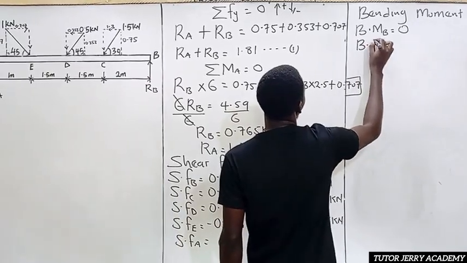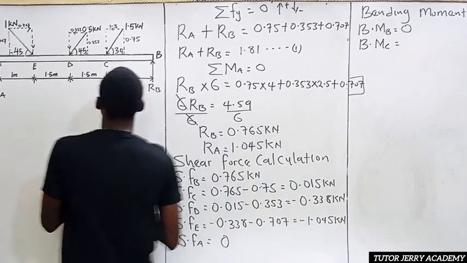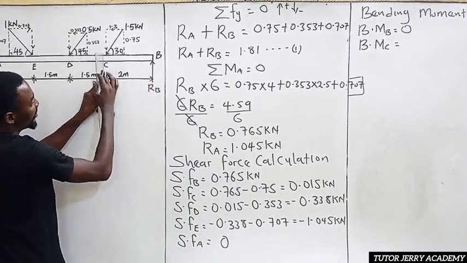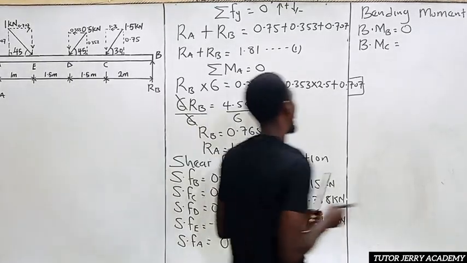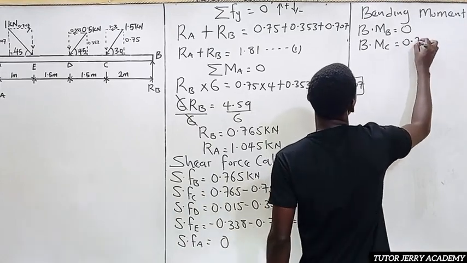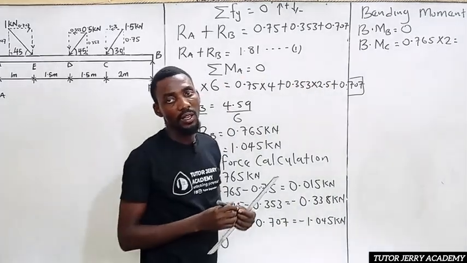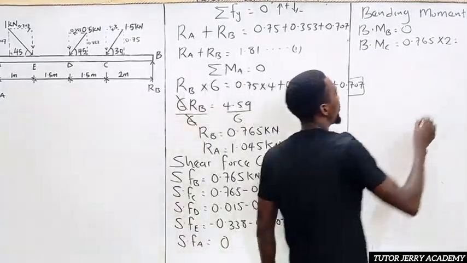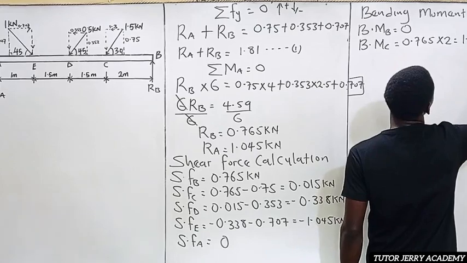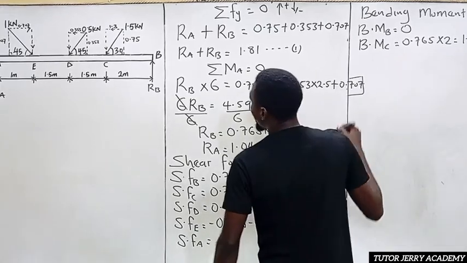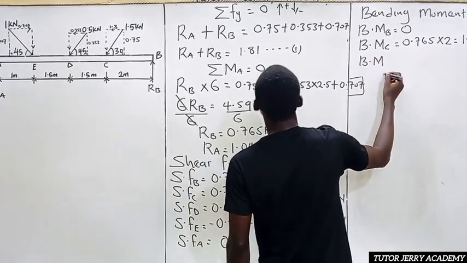All right. So now the next one is point C. So the bending moment at point C will be equal to, if we stand at point C, we have this force and this distance. So it's going to be RB multiplied by 2. Now our RB is 0.765 multiplied by 2. So this will be equal to what? 1.53 kilonewton meter.